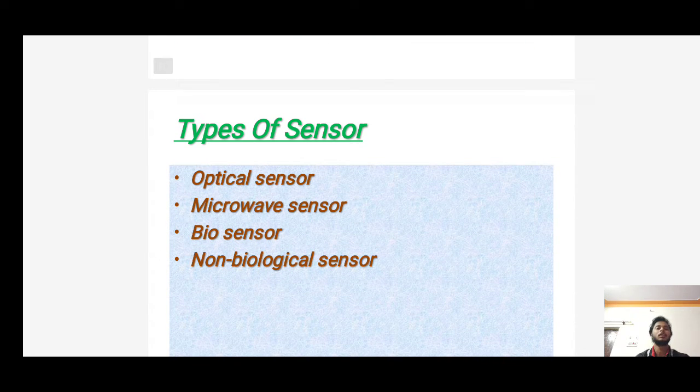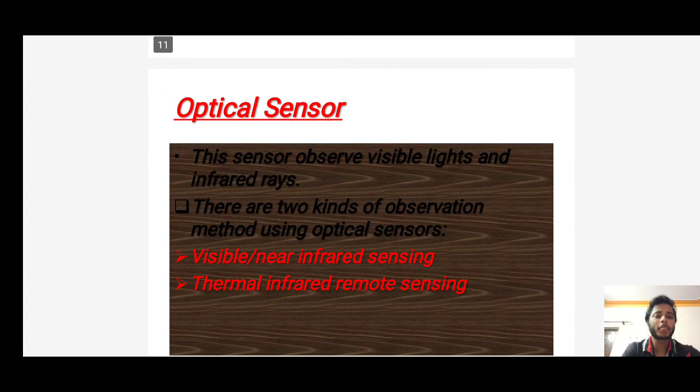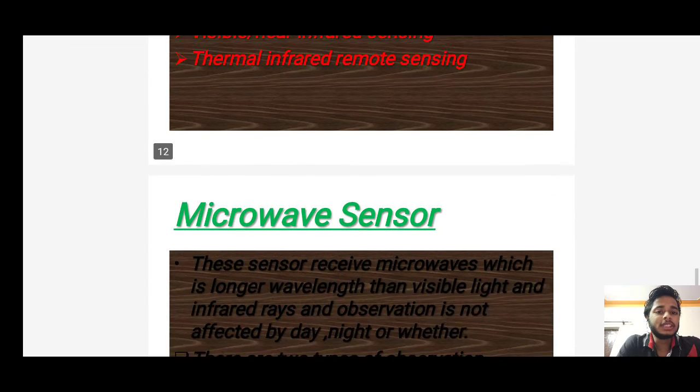Now let me explain the types of sensor. There are 4 types of sensor: optical, microwave, biosensor and non-biological sensor. Firstly, we have to discuss the optical sensor. The sensor observes visible light and infrared rays. There are 2 kinds of observation method using an optical sensor. Firstly is visible near infrared sensing. Secondly, thermal infrared remote sensing.